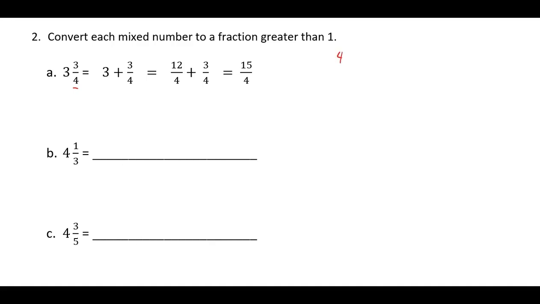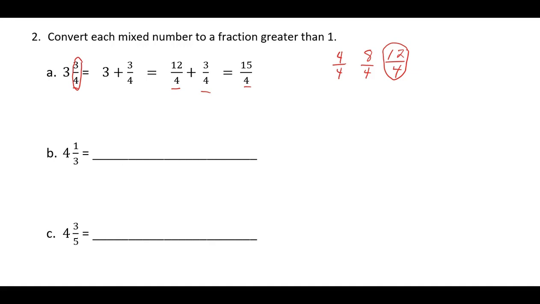Well, I know that 4 fourths would make 1 whole, 8 fourths would make 2 wholes, and 12 fourths would make 3 wholes. So I've got the 12 fourths, and then I need to combine the other fourths, or the 3 fourths. So I will add 12 fourths and 3 fourths to get a total of 15 fourths. 12 plus 3 is 15. My denominator stays the same because I'm talking about fourths. So I know that 3 3/4 is the same thing as 15 fourths.